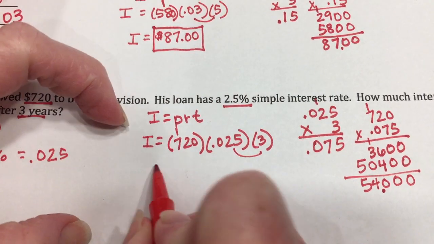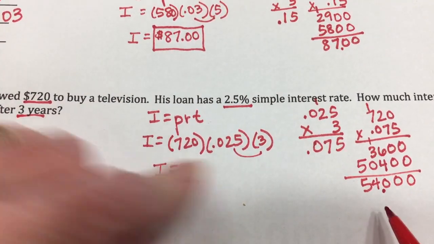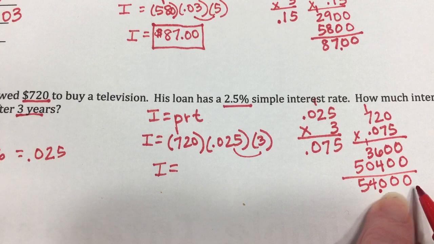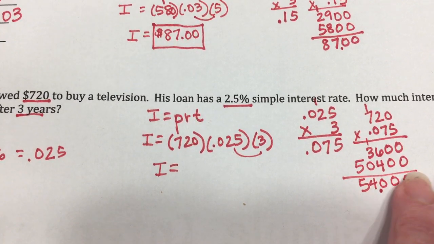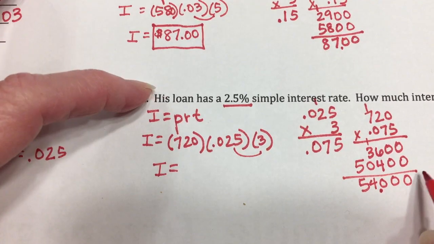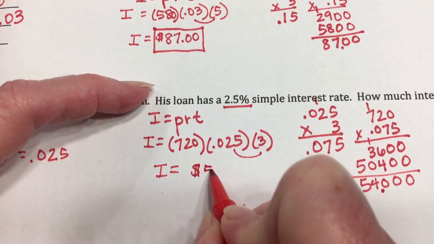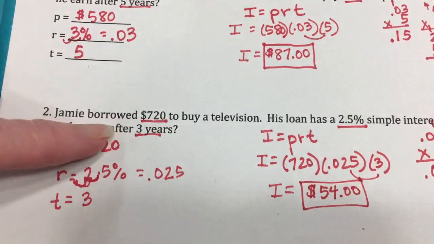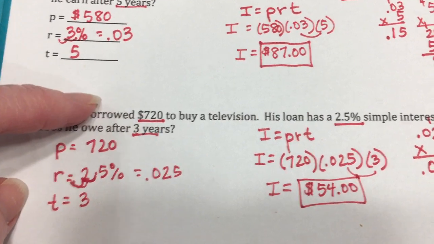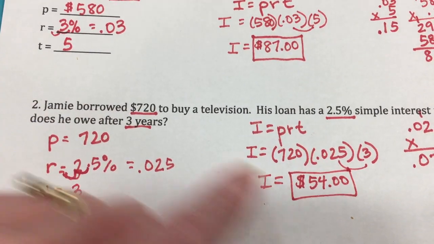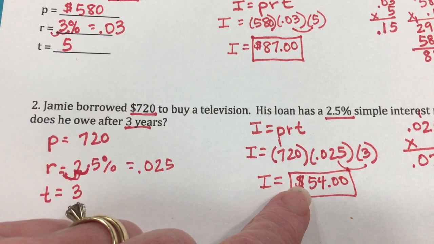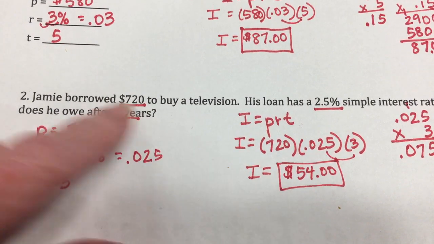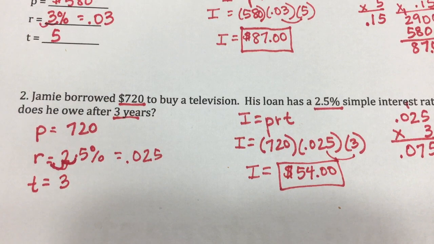All right, and then I want to express this interest as an amount of money. All right, so I don't need this last 0 because I don't have 3 decimal places when I'm talking about money. So normally I would round that, but since they're all zeros, I'm just going to drop that last 0, and the interest is $54. Okay, so what they're talking about is Jamie borrows $720 for his television. After 3 years, he owes the $720 plus the $54 that he's being charged for borrowing the money. So he actually ends up paying more for the television than the $720 because he had to borrow the money.